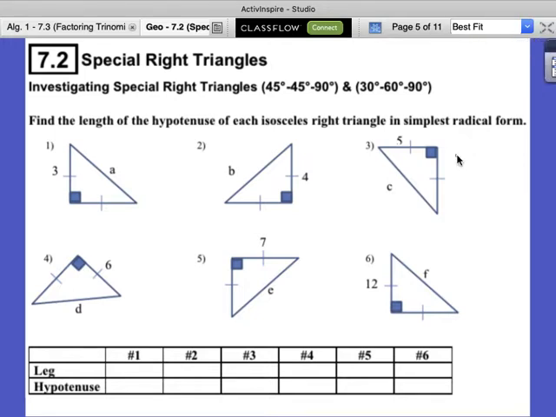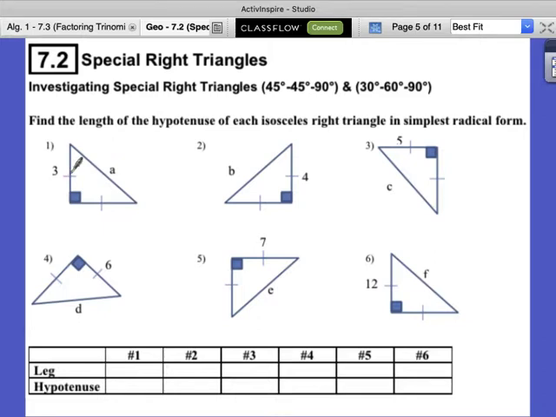Find the length of the hypotenuse of each isosceles right triangle in simplest radical form. So, we're told this is an isosceles right triangle. What does isosceles mean? Two sides are equal in measure, and then we know it's a right triangle, so it has a right angle in it, right? And so we can use the Pythagorean theorem if we know 2 of the sides. Do we know 2 of the sides on the first triangle? No. Wait, yeah. Oh, we do.